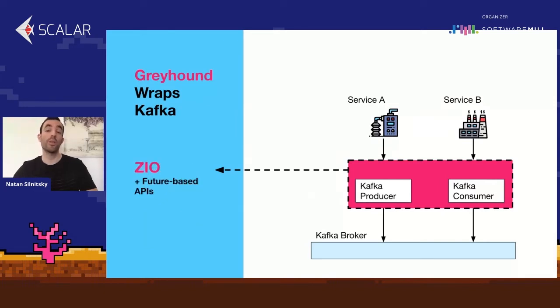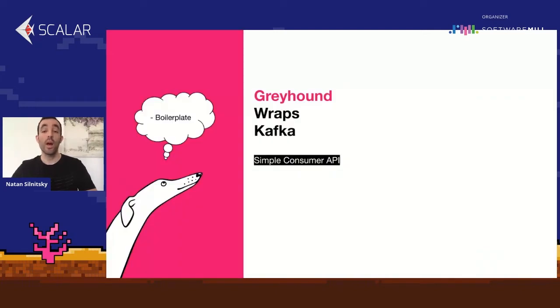Now, recently we rewrote the Greyhound library with ZIO. Of course, this is a Scala conference, so a lot of you know that ZIO is a functional programming library for Scala that's great for concurrent asynchronous programming. So it's really beneficial to use for the Greyhound use case and Kafka use case. But of course, not all of Wix has written the code in ZIO yet. So we also offer feature-based APIs, a layer on top for our developers. Now, let's look at a few of the features that we offer. So the first thing I want to focus on is the simpler consumer API.